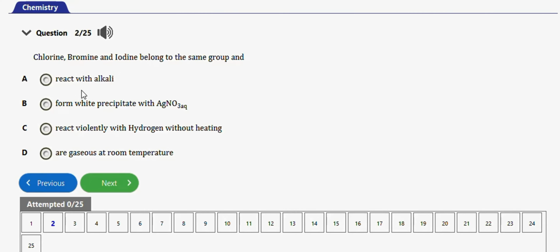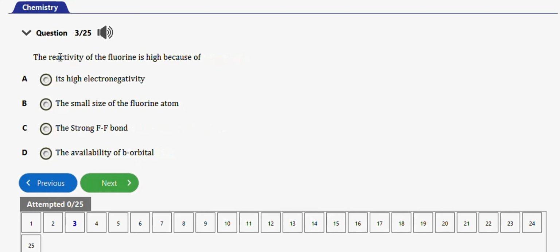Basically, when they react with alkali, they usually form salt. For instance, if sodium, which is an alkali in group 1, reacts with chlorine, you're going to have sodium chloride, your common salt. If potassium, which is also in group 1, reacts with chlorine, you're going to have potassium chloride, which is also your common salt. Okay, so next question will be this one.